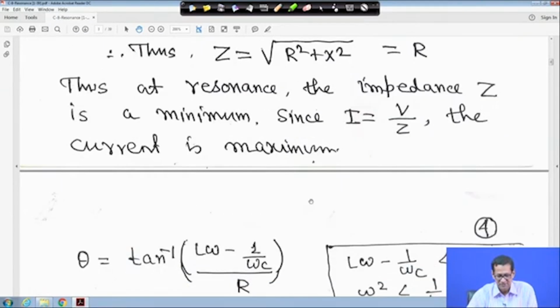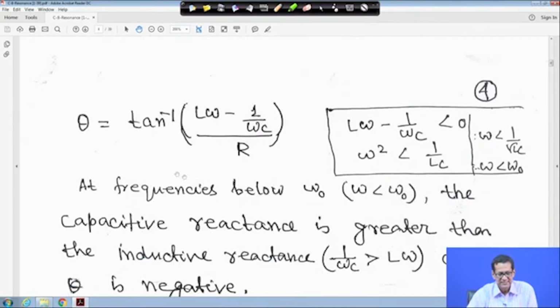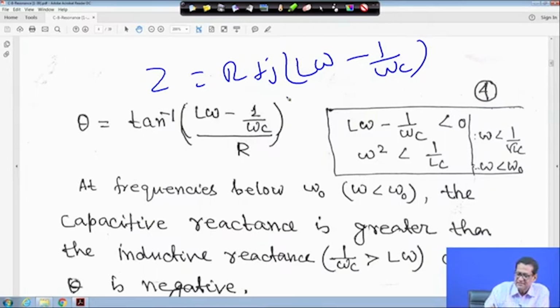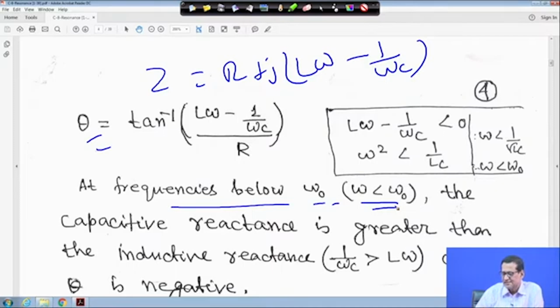Right. So, now theta is equal to tan inverse of (L omega minus 1 upon omega C) by R, because Z is equal to R plus j(XL minus XC). So, tan theta is equal to (L omega minus 1 upon omega C) upon R, therefore theta is equal to tan inverse of (L omega minus 1 upon omega C) by R. Therefore, for example, suppose the frequency is below omega 0, that is when omega is less than omega 0.